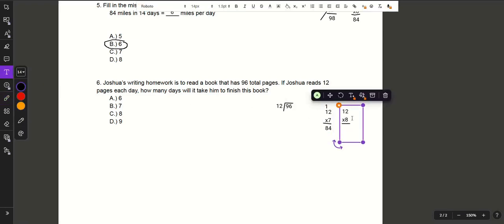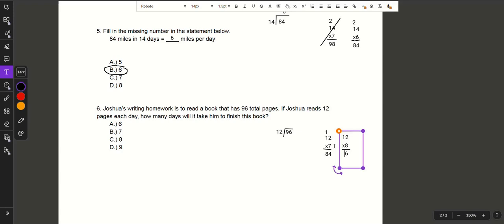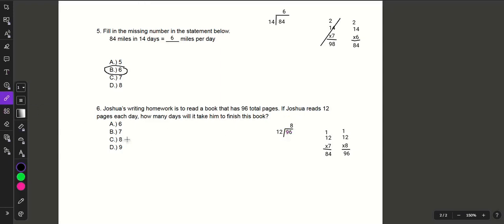So 8 times 2 is 16. So put the 6 here in the ones place, and then put the 1 into the tens place on top. So 8 times 1 plus 1 equals 9. So we got 96, which is what we need. So 8 is our answer. So it'll take 8 days for him to finish this book. So that'll be C. And we're done.